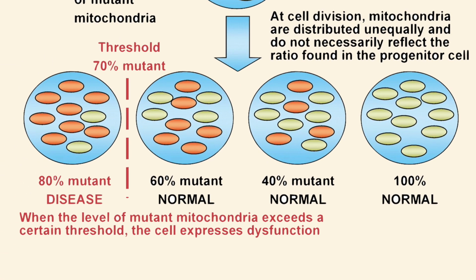What that means is that you can get different percentages of dysfunctional versus normal mitochondria. In this example, all the way on the left, 80% of the mitochondria are dysfunctional, and all the way on the right, you have 100% normal mitochondria in the cell. And in between, you have 60% mutant and 40% mutant. And the idea is only when the amount of dysfunctional mitochondria gets beyond a certain amount or a certain percentage called the threshold do we start to see disease.